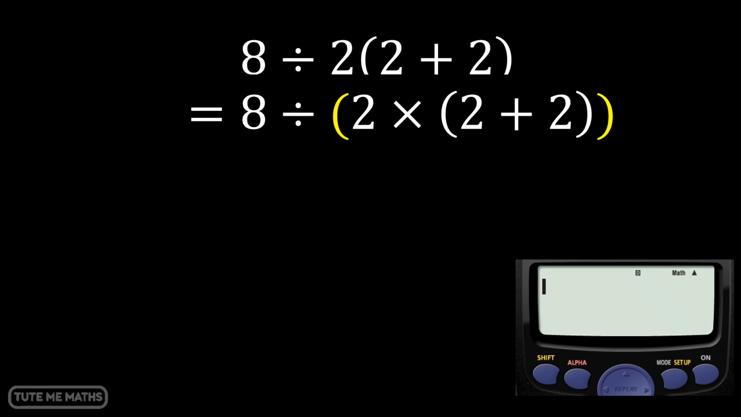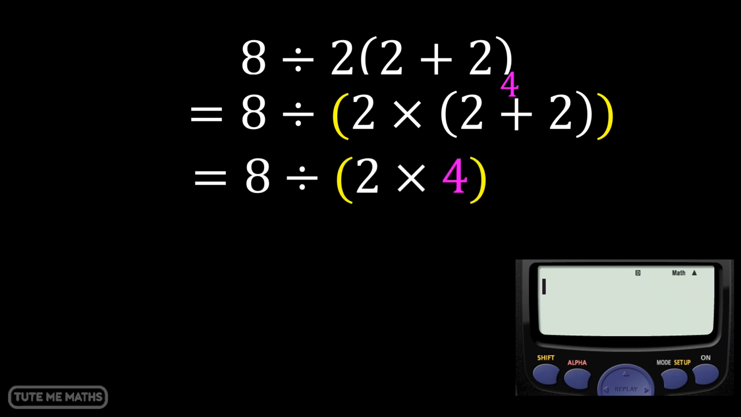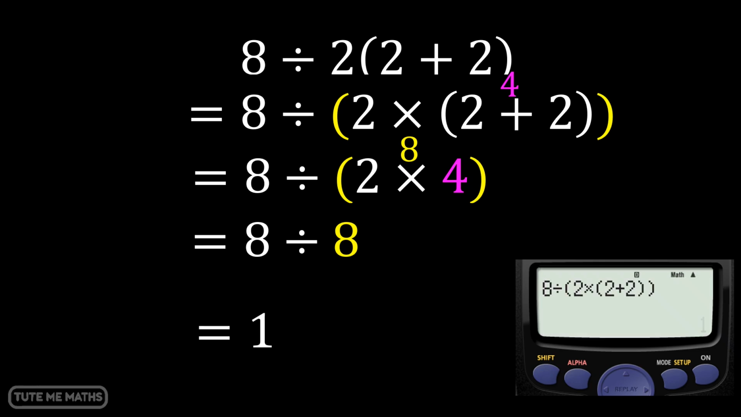If we put in the extra brackets, we again achieve the correct answer, even with the multiplication sign shown. We do the 2 plus 2 first, then multiply that by 2, giving us 8 inside our invisible brackets. Lastly, we do 8 divided by 8 to achieve the correct answer of 1. Typing it this way into the calculator will also give the correct answer.